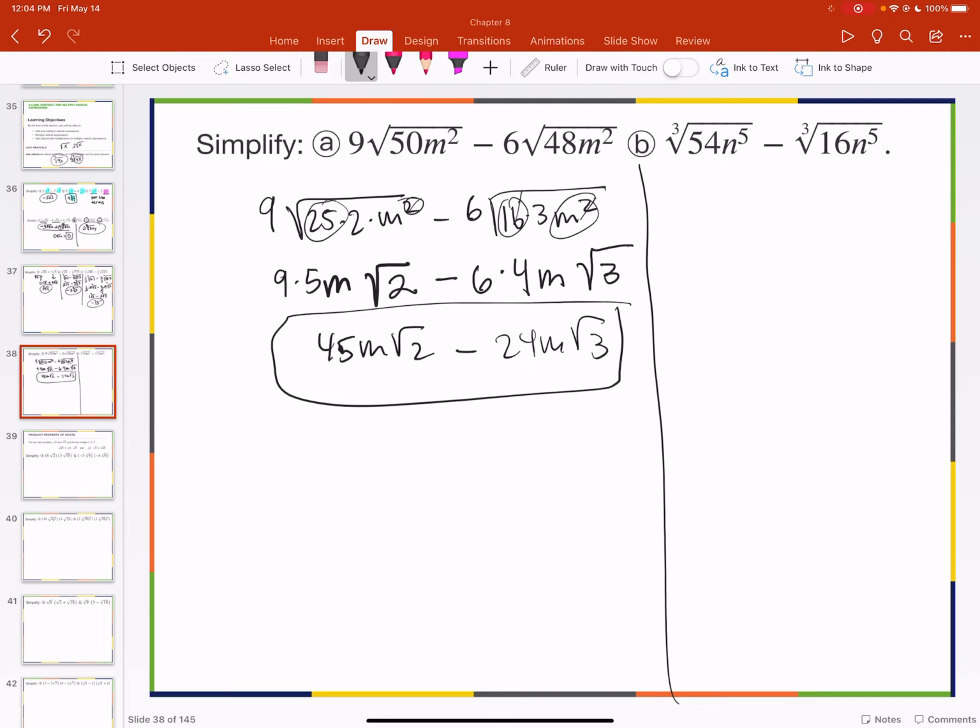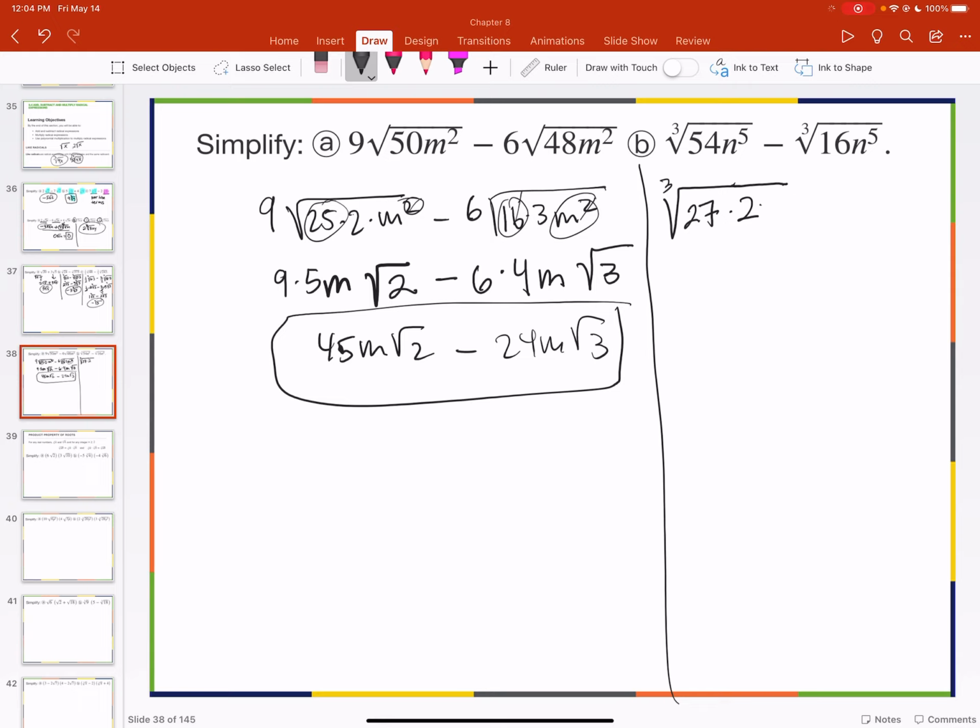Okay, next here, cube root of 54n to the power 5. So let's write this in a way that's friendly for cube roots. 54 is 27 times 2. Remember our perfect cubes, right?